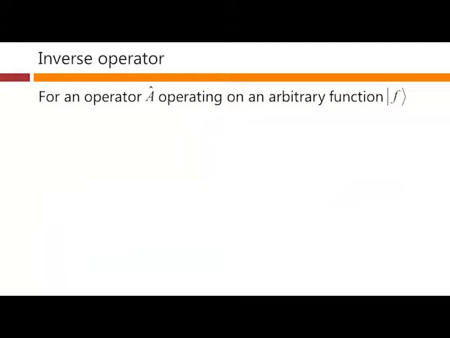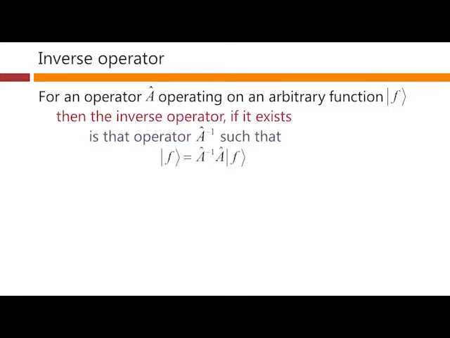The inverse operator is one that we use to work backwards. For an operator A operating on some arbitrary function f, the inverse operator, if it exists, is the operator A to the minus 1 such that f is equal to A to the minus 1 operating on the result of A operating on f. So the idea is that the operator A does something to f and the operator A to the minus 1 undoes that.